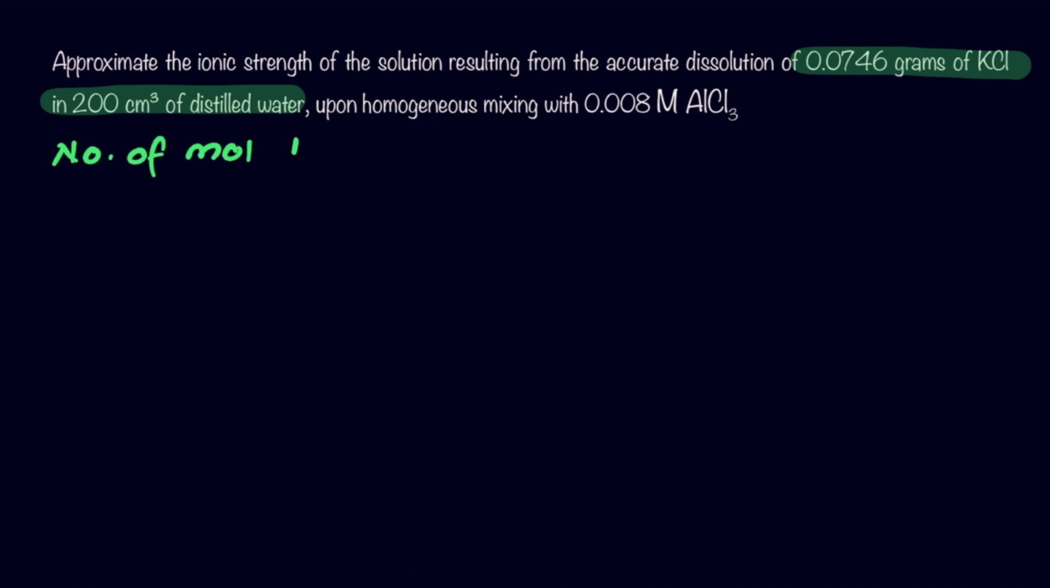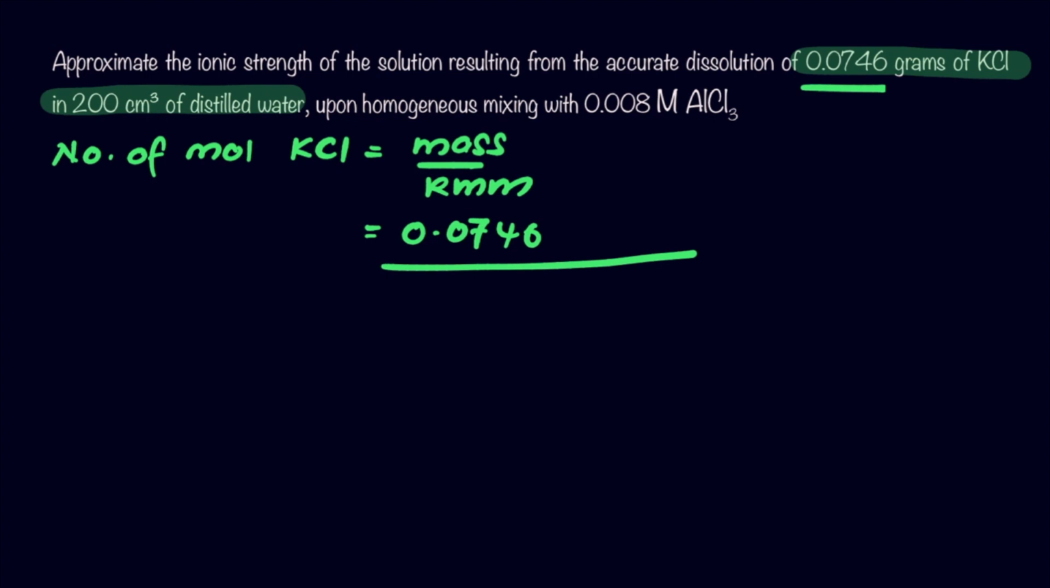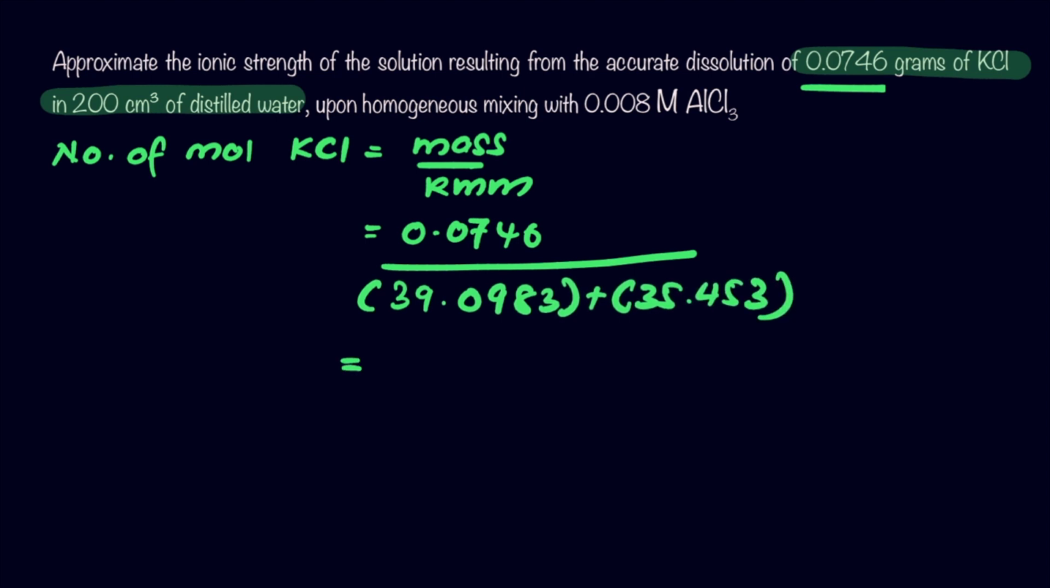Right, so the number of mole for KCl is equivalent to the mass over RMM. So the mass is given to you in the question, 0.0746, and the RMM for KCl is going to be 39.0983 plus 35.453. Therefore, you will get the number of mole for KCl is equivalent to 1.0006 times 10 to the power of negative 3.